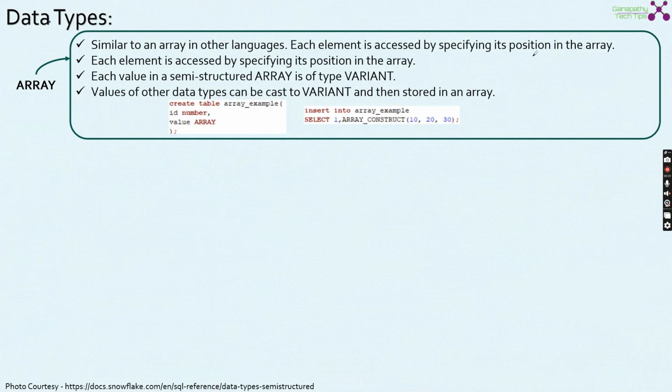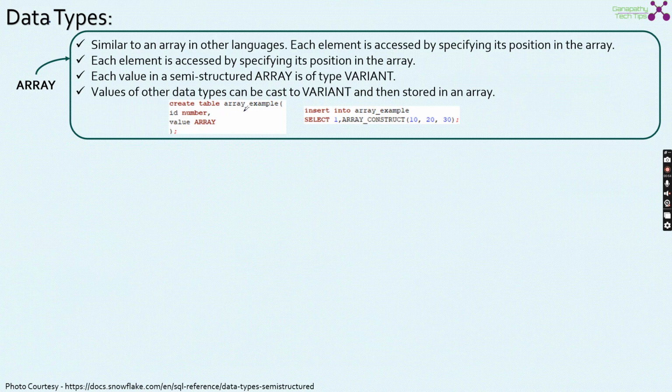Each element is accessed by specifying the position in the array. Pretty evident. Each value in the semi-structured array is of type variant. We are going to see what variant is all about. Values and other data types can be cast to variant and then stored in an array. As simple as it is.